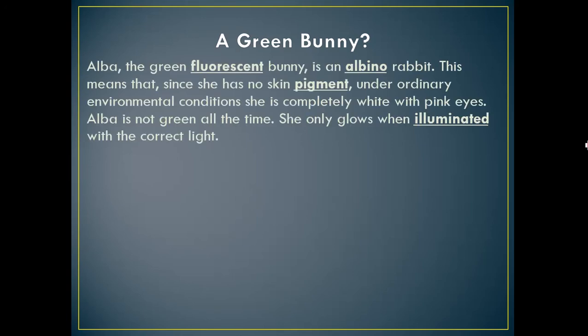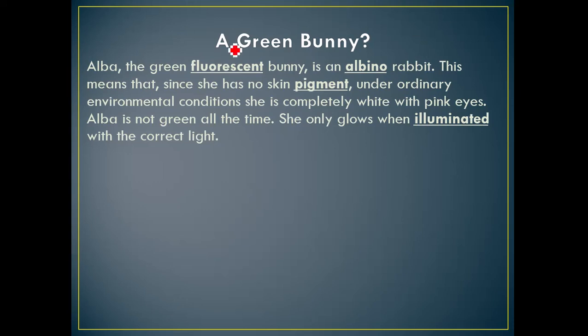Okay, so now we've done the S, we've done the Q. And also my other question is, why do we have a green bunny, and how did she become green? Alba, the fluorescent green bunny, is an albino rabbit. This means that since she has no skin pigment, under ordinary environmental conditions, she is completely white with pink eyes. Alba's not green all the time. She only glows when illuminated with the correct light.